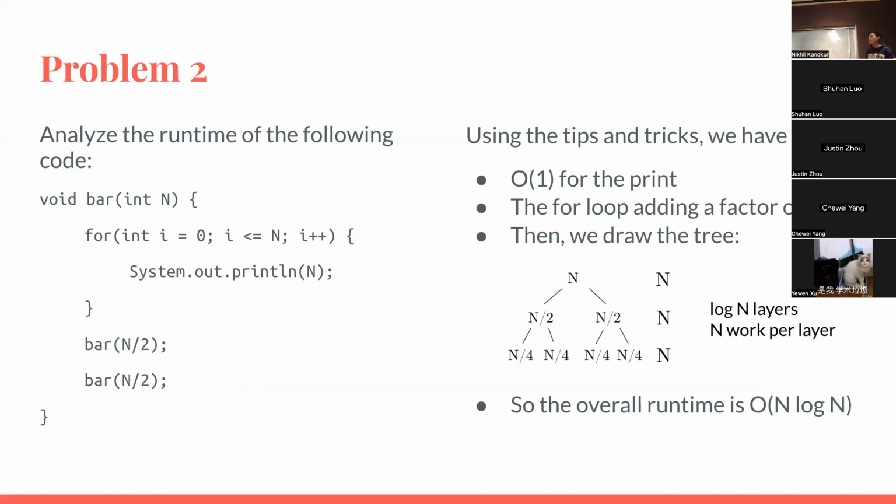And if we notice the amount of work at each layer, this sums to n work on the first layer, n work on the second layer, n work on the third layer, and so on until we get to the bottom of the tree, which I forgot to put in the problem.